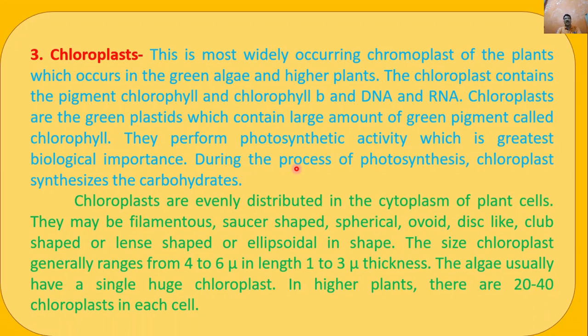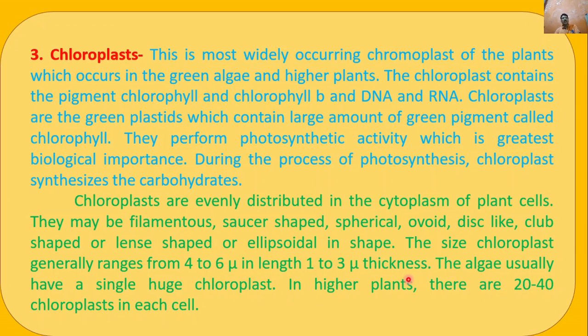Now chloroplasts are evenly distributed in the cytoplasm of plant cells. There are different sizes and shapes of these chloroplasts. They may be filamentous, saucer shaped, spherical, ovoid, disc shaped, club shaped, lens shaped, ellipsoidal, etc. So these are the diversity in the size and shapes of chloroplasts. The size of chloroplast generally ranges from 4 to 6 micron in length and 1 to 3 micron in thickness.